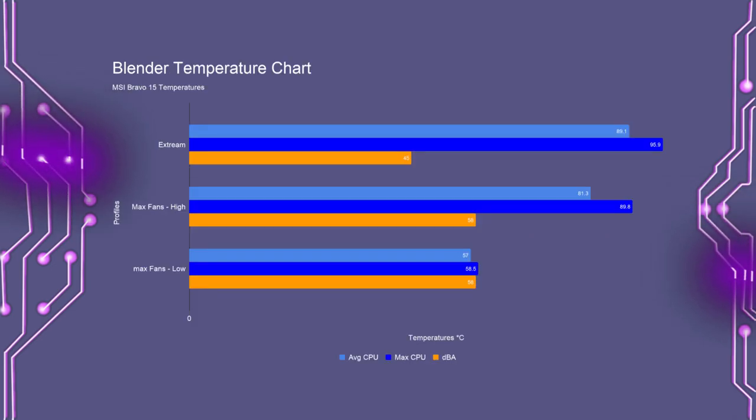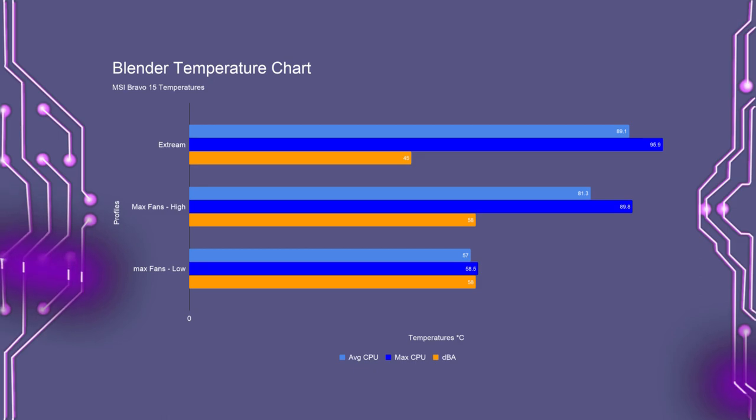Moving on to the temperatures for the Blender tests, the extreme performance mode had an average CPU temperature of 89 Celsius, with the max temperature at 96 Celsius. On the high performance level with the fans maxed out, the average CPU temperature was 81 Celsius, and the max was 90 Celsius. So if you want to do heavy CPU workloads, using the high performance level with a custom fan profile is going to be your best option.